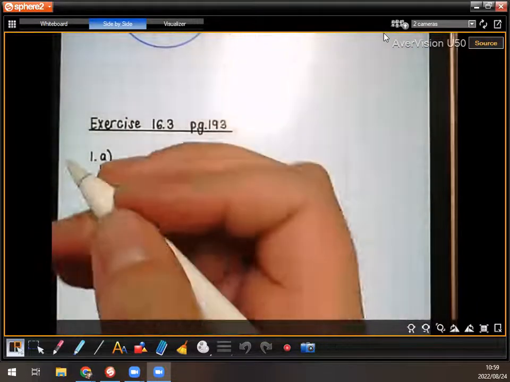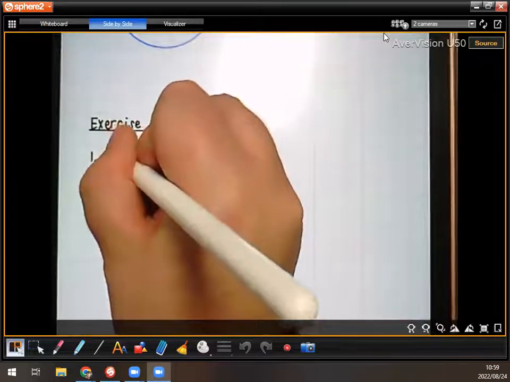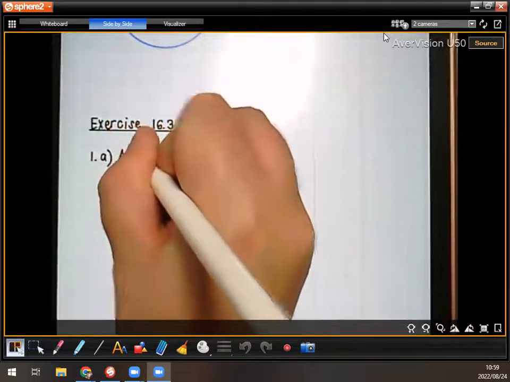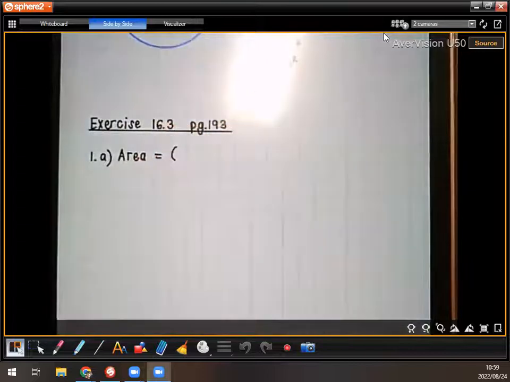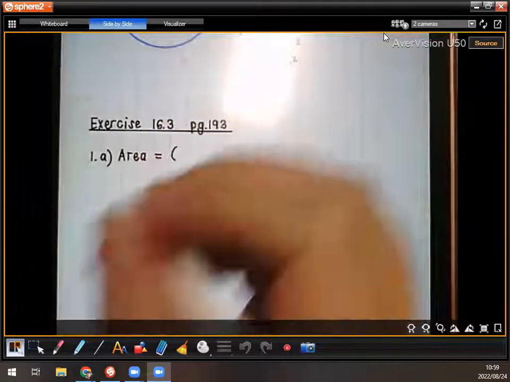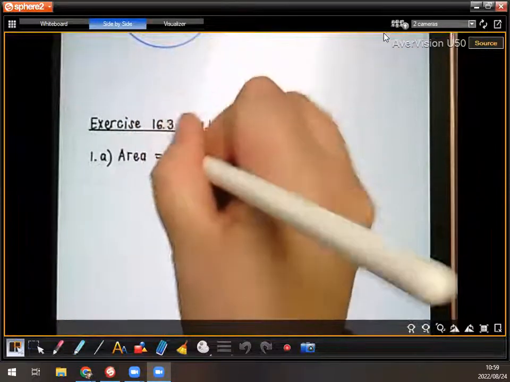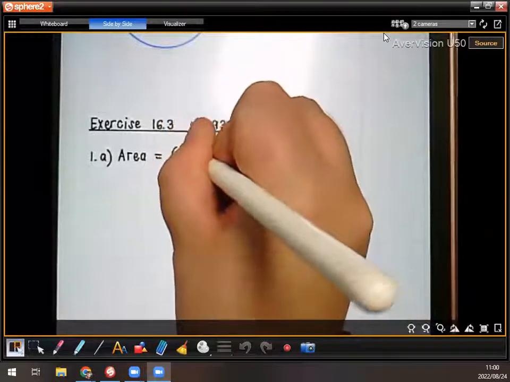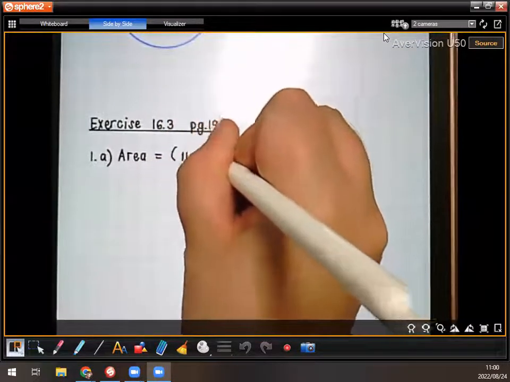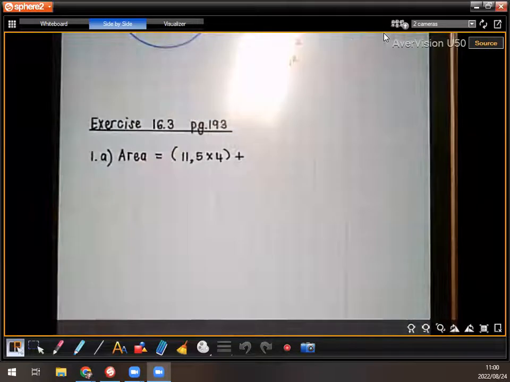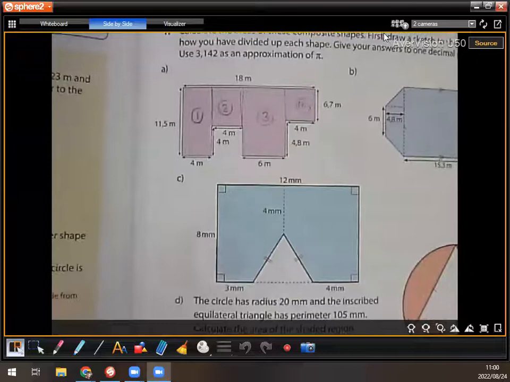Okay, so area. Pi times, in brackets, guys, for this one area calculation, we're going to do 11.5 times 4, close brackets, plus. That's my first one. If you broke it up into shapes that are different from this, it's fine. Your calculations will also be different.